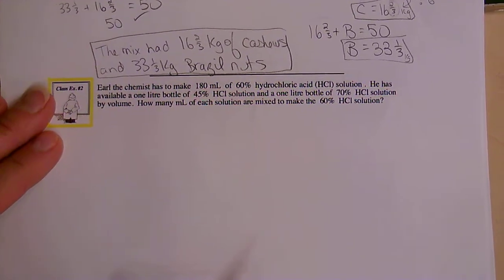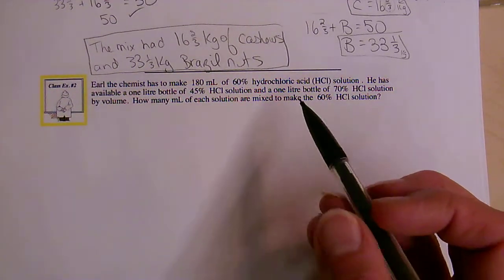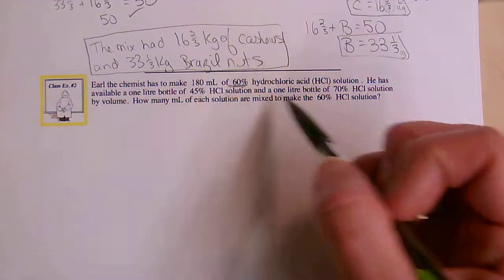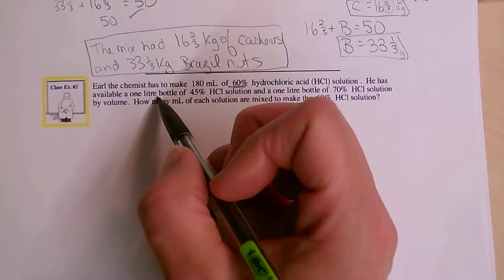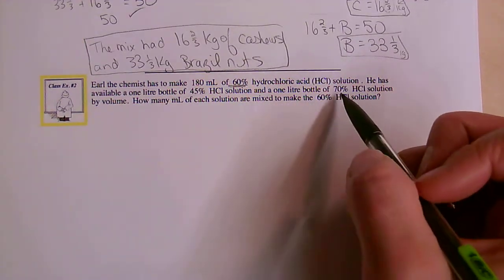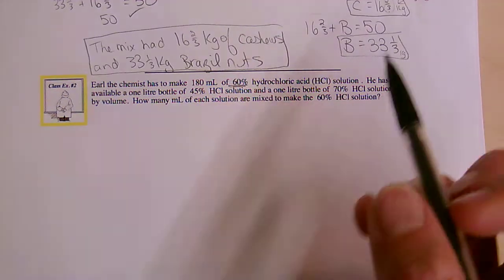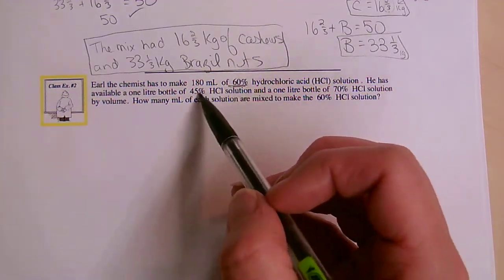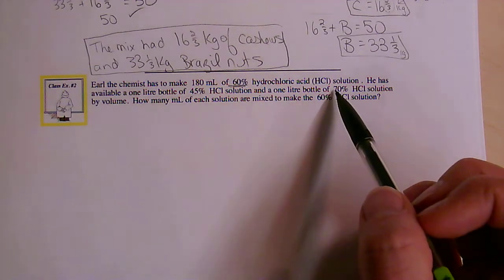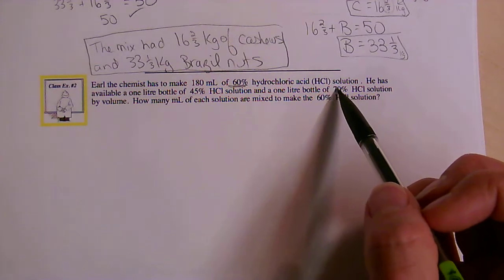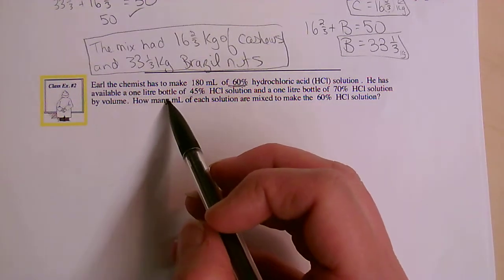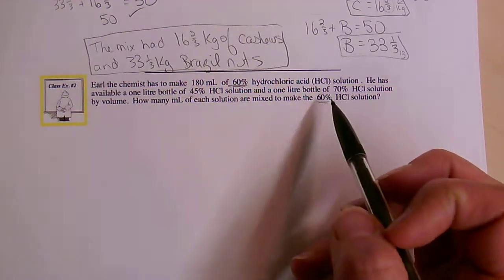Okay, all right. Earl the chemist has to make 180 milliliters of 60% hydrochloric acid solution. Okay, so that's going to be like our total. He has available a 1 liter bottle of 45% solution and a 1 liter bottle of 70% solution. So he can mix those down to get to 60. And just looking at the differences, this is a 15% difference, this is a 10% difference. Okay, so we're probably going to have more of the 70% to get it up. How many milliliters of each solution are mixed to make that 60%?